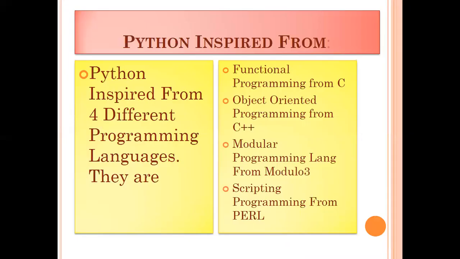So, how is this language simple? But before that, we need to know that Python is inspired from four different programming languages. One is functional programming from C. So it has learned functional programming from C. It has learned object-oriented programming from C++. Then it has learned modular programming from Modula-3. And if we talk about scripting programming, it has learned scripting from Perl. Is it clear, students? So Python has learned functional programming from C, object-oriented programming from C++, modular programming from Modula-3, and scripting programming from Perl. Let's go ahead.